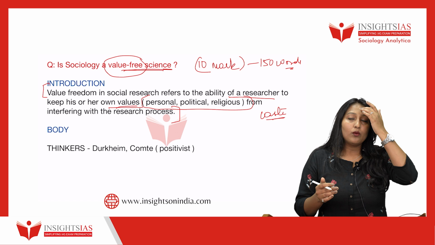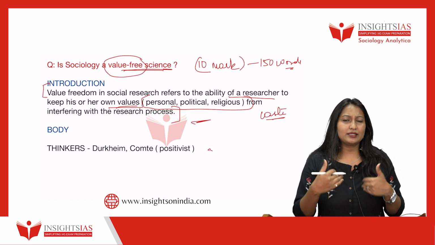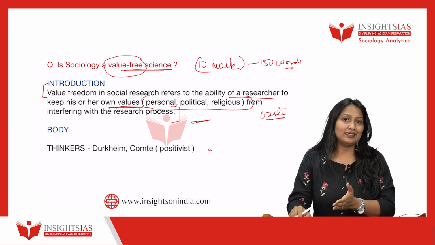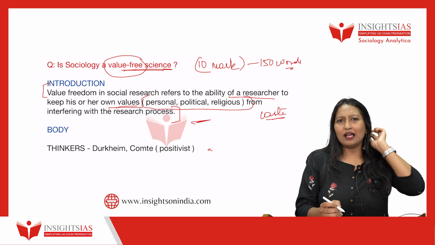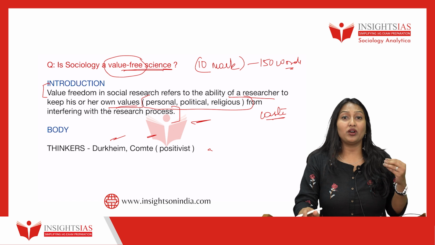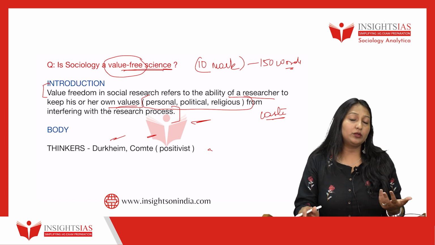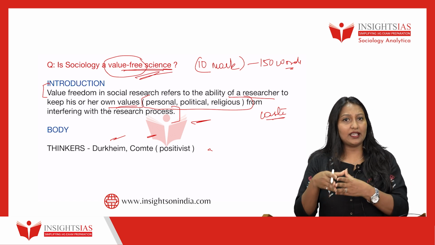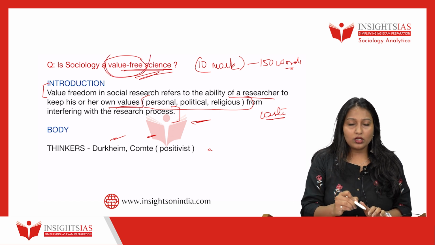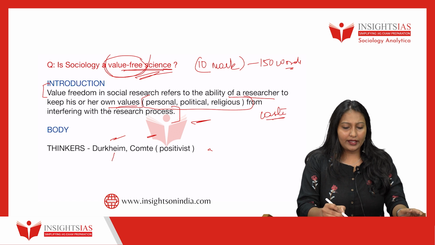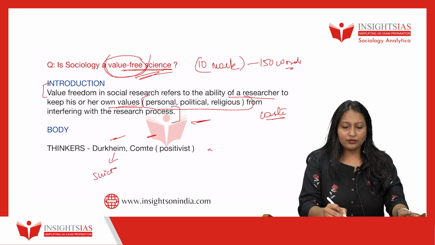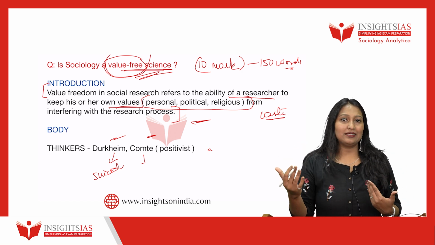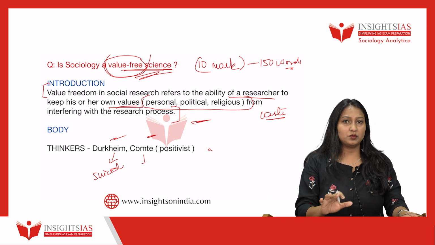Now coming to the body part. Either in the body or in the next para itself, you can write one or two thinkers who professed a value-free analysis of sociology, a classic like Durkheim or Auguste Comte. Most positivists profess a value-free science. They profess scientific analysis, and along with it, that it should be value-free. You can write that Durkheim in his study of suicide was value-free, or that Comte says we need a value-free positivistic analysis of sociology. Just give one or two thinkers' names, that is more than sufficient.